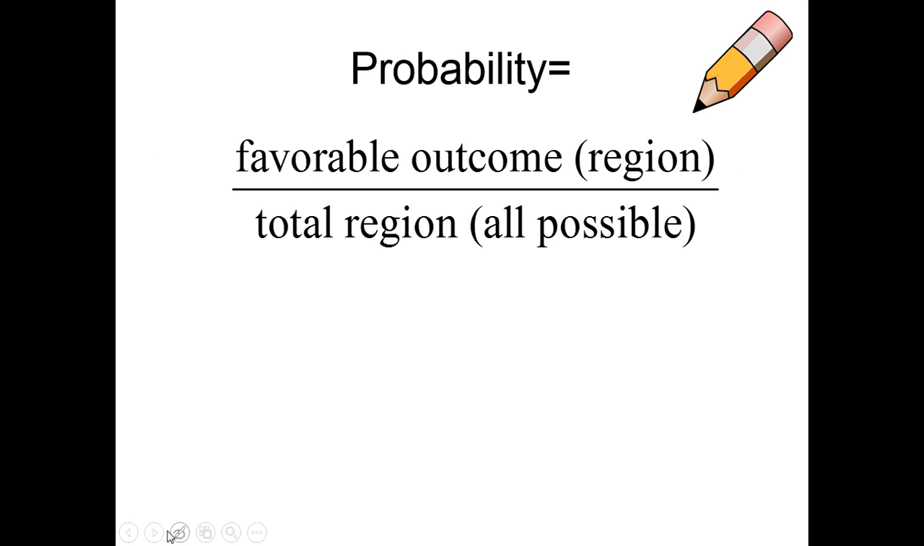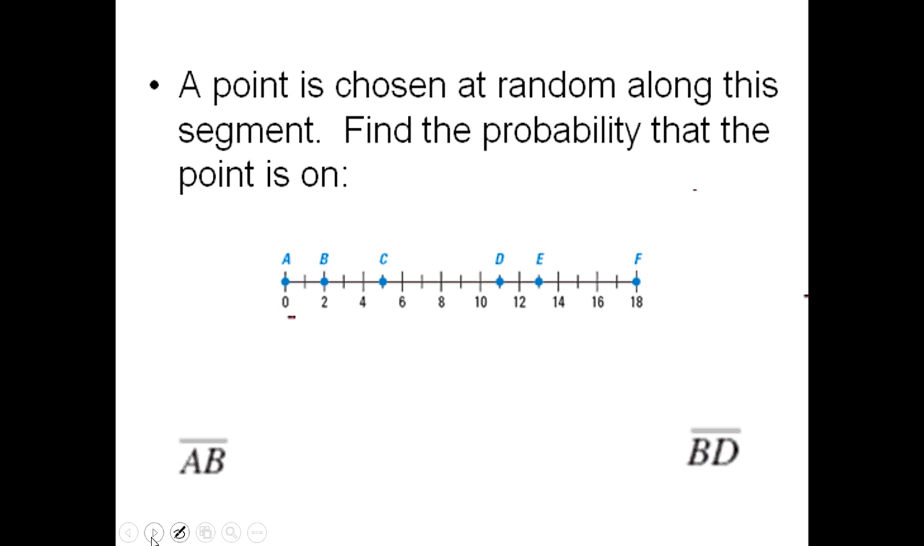So let's define what probability is. It's the favorable outcome. In our case, it's a region. So where do we want to land, or what are we wanting to have happen, or what are we finding the probability of, over the total region, all possible. So in our case, that would be total area. Now, oftentimes this could be written as the fraction, reduced, of course, or you'll see it written as a percent. Oftentimes people will discuss them in terms of percentages so that you can kind of gauge how likely it is that something would happen.